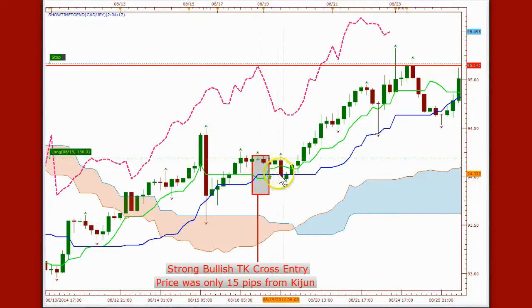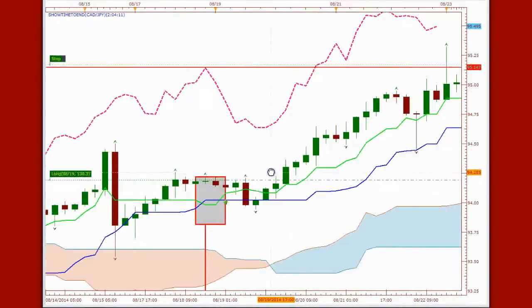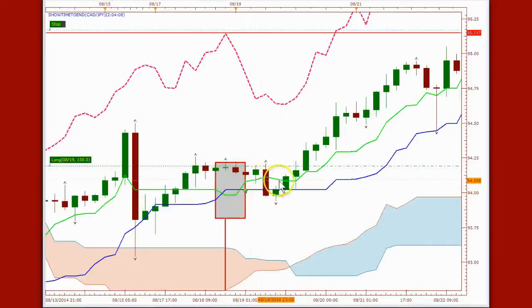I wasn't going to risk much, because just where we had the crossover right here, you could see the bullish crossover right here. Right after that crossover, I got into the trade, and I'm only like 15 pips away from the Kijun-sen, so there wasn't much risk there.